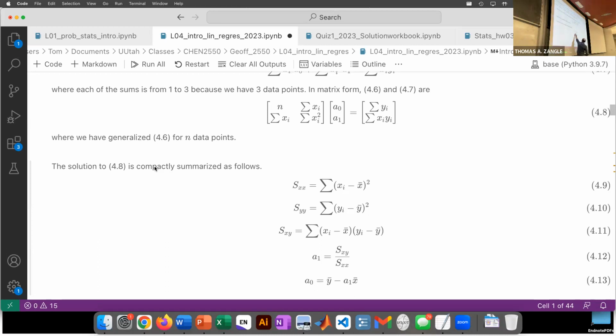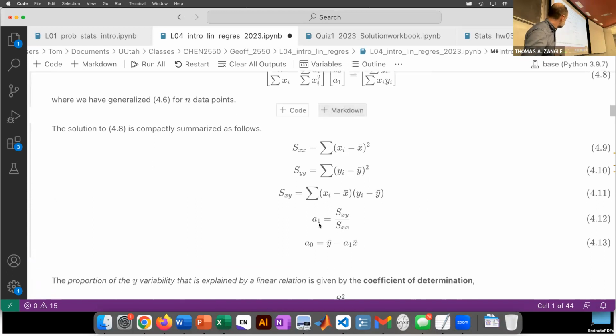This SXX is the sum over all of the data points of the data minus the sample mean, squared. SYY is the sum over all the individual data points, each individual data point minus the sample mean of y, squared. And SXY is the sum of the product of the differences between the data and the sample means.